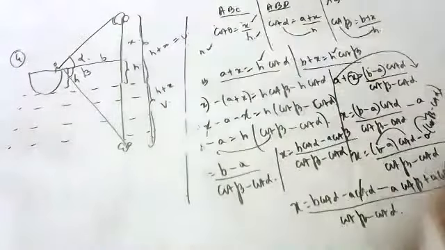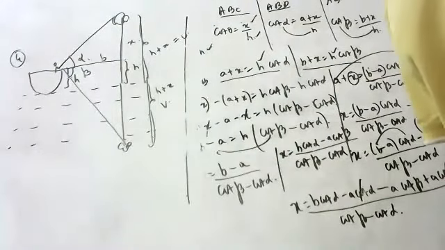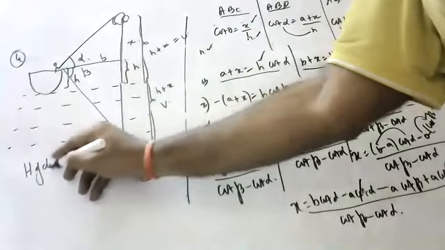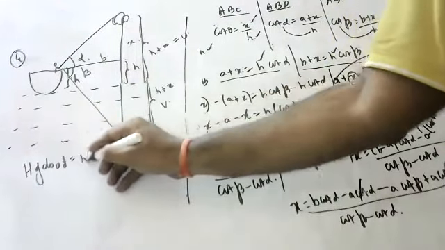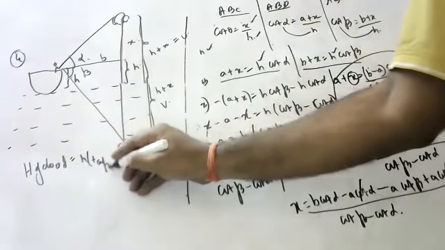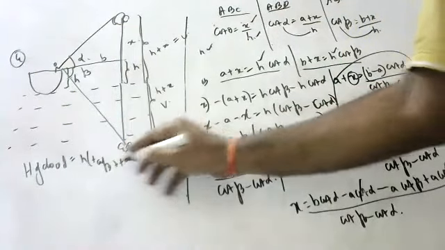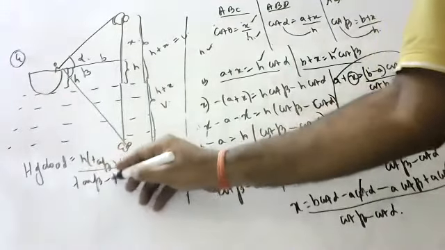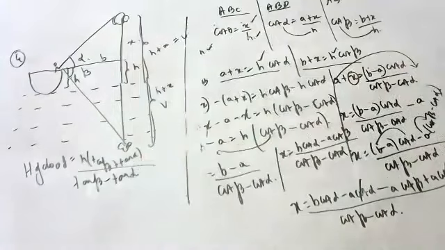Let me take this base as B, children. The question is, prove that the height of the cloud is equal to H times tan beta plus tan alpha by tan beta minus tan alpha.